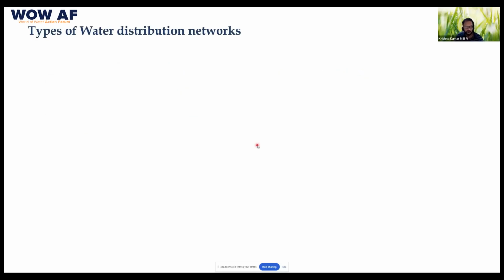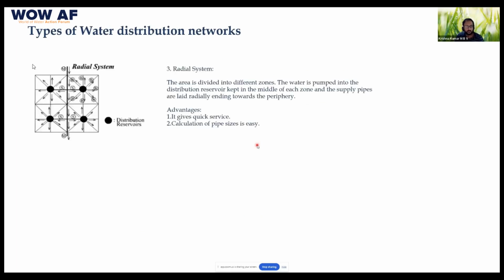Similarly, the next type of distribution system is the radial system. Here, if you see, you bring water from the treated water source, and then you store it at a reservoir in a particular area, and from there you distribute it, predominantly through gravity, to the households or the consumers. So here the advantage is it gives quick service, and calculation of pipe sizes is very easy, because there is an even distribution of pipes and the house consumer points as well.